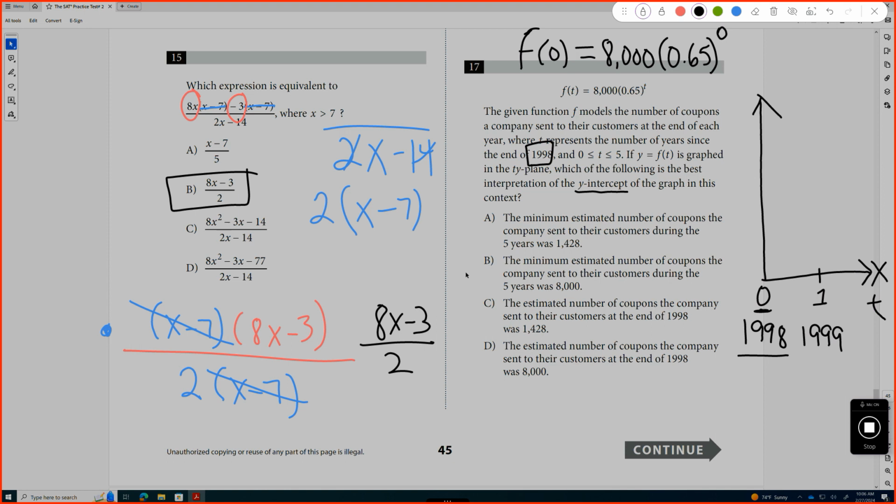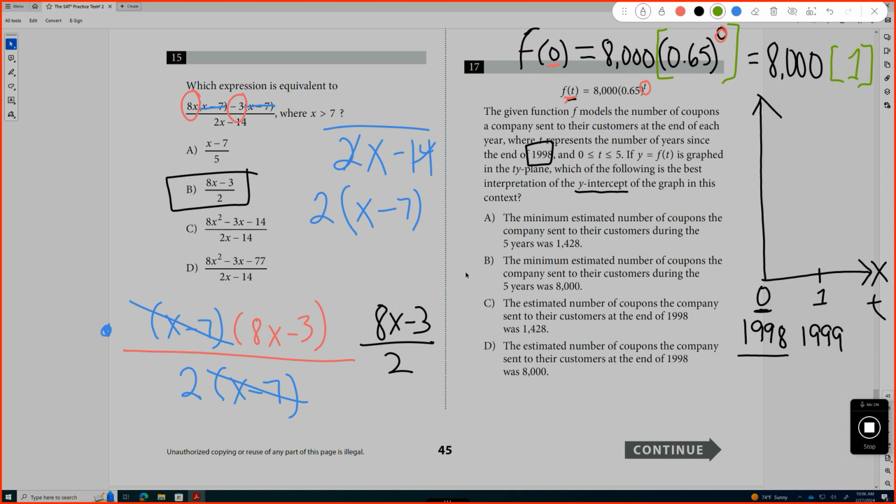So to find the y-intercept, I have to let t equal 0, which I have right here and right here, but I also have it here. That's a t exponent. So I have a 0 exponent. Now, do not forget that when you have the parenthesis 0.65 raised to the 0 power, that doesn't turn into a 0. What does it turn into? It turns into a 1. So this is going to be equal to 8,000 times 1, because 0.65 to the 0 is 1. Like anything to the 0 power is 1. So 8,000 times 1 is 8,000.